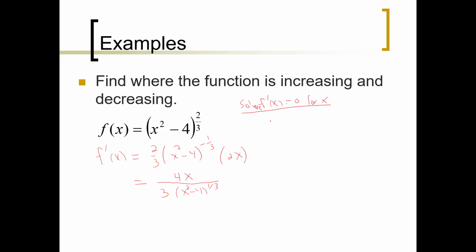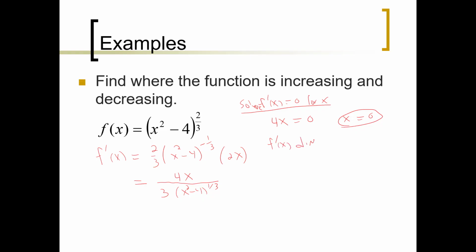To do that, that would mean that if the derivative is 0, since it's a fraction, the only way that's true is if the numerator is 0. So that gives us instantly that x is 0. That's one of our critical numbers. That's in the domain. Let's also find out where the derivative doesn't exist.